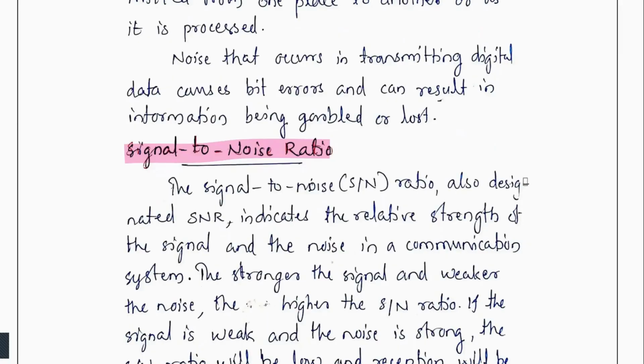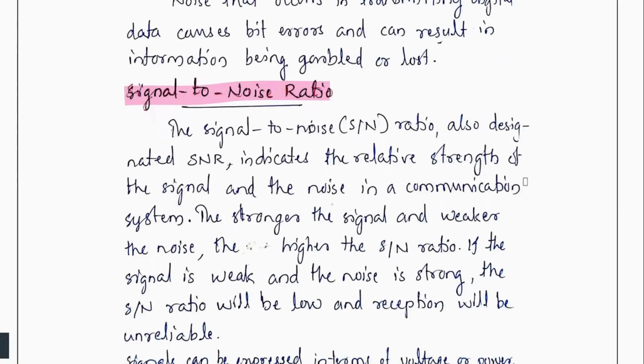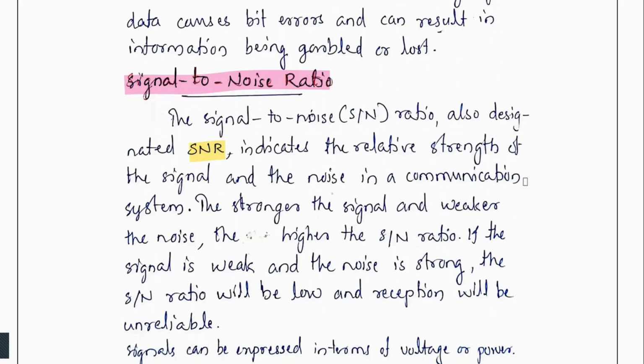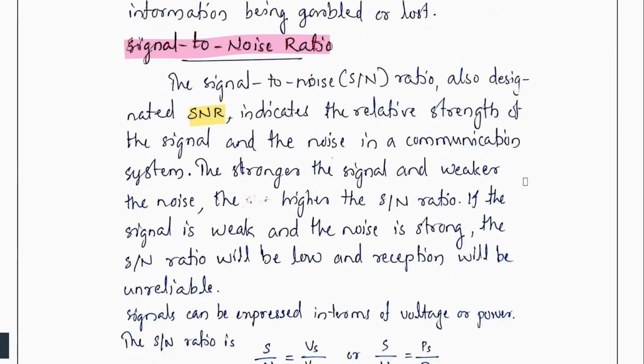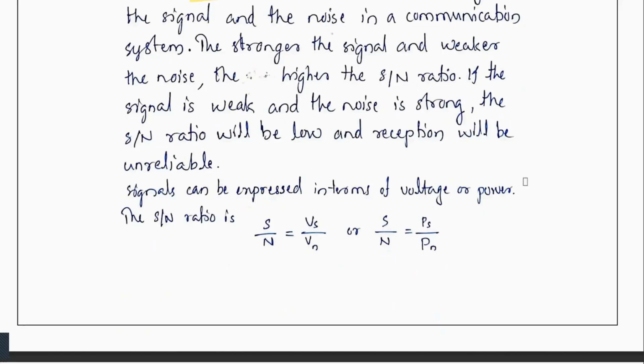In this noise part, the question will be asked like "write a short note on". You will have three sub-questions: signal to noise ratio, external noise and internal noise. If they ask you to write on the signal to noise ratio, it is also known as SNR. It indicates the relative strength of the signal and noise in the communication system. The stronger the signal and weaker the noise, the higher the SNR. If the signal is weak and noise is strong, then the SNR will be low, and the reception will be unreliable.